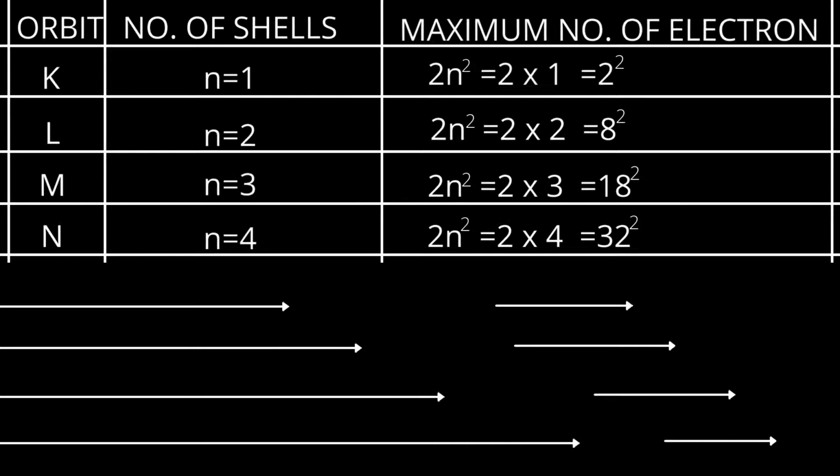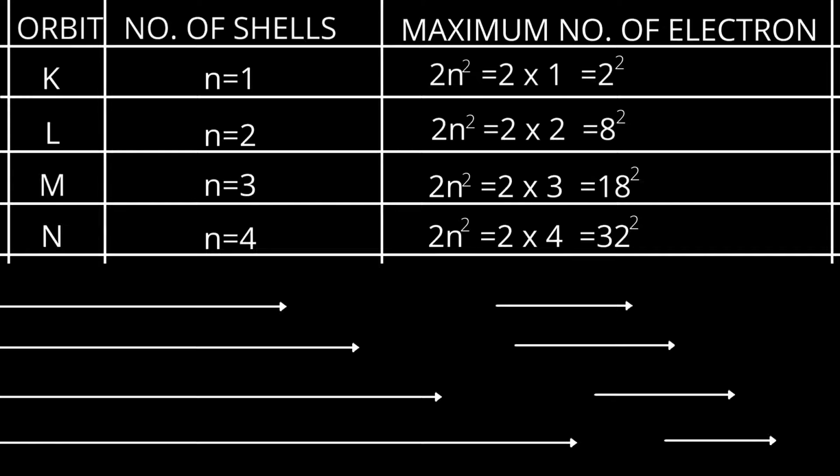Number of shells, in short we call it n. Okay, so 2 into n square: the number of shells present in that atom, its square should be multiplied. So for n equals 1, 2 into 1 square equals 2. For n equals 2, 2n square equals 2 into 2 square, which is 2 into 4 equals 8. For n equals 3, 2 into 3 square equals 18. Means its number of electrons is maximum at that shell.